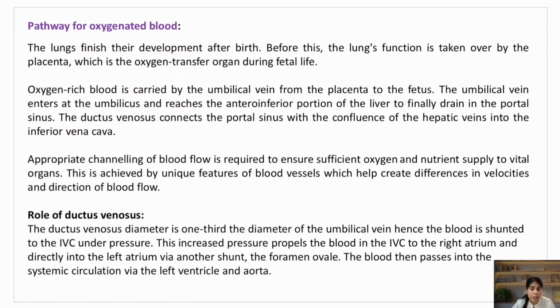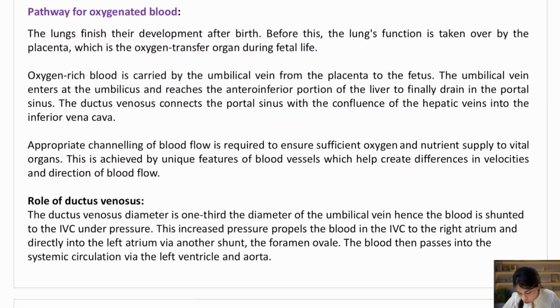And here comes the role of the ductus venosus. Its diameter is one third of the diameter of the umbilical vein, so the blood is shunted to the IVC under pressure. This increased pressure propels the blood in the IVC to the right atria and directly into the left atria via the foramen ovale, and then this blood passes into the systemic circulation by the left ventricle and the aorta. This is the pathway for the oxygenated blood.